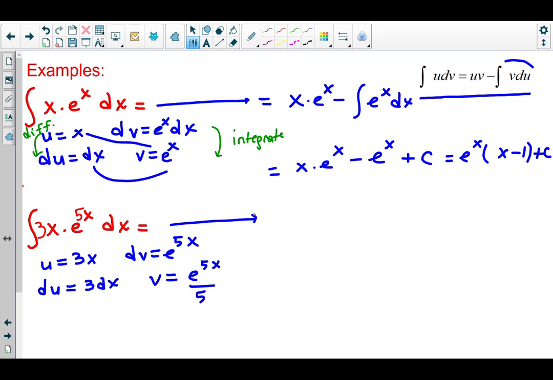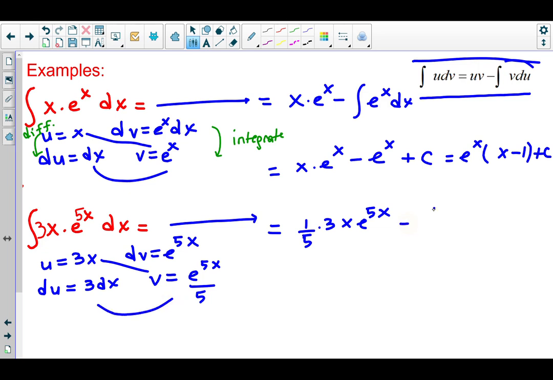Okay, applying the same formula from above. So we're going to do u times v. So we're going to multiply these quantities. So u times v, which is, I'm going to put the 1 over 5 up front. So 1 over 5 times 3x times e to the 5x. Of course, I could have also written 3 over 5x e to the 5x. And then minus integral of v du.